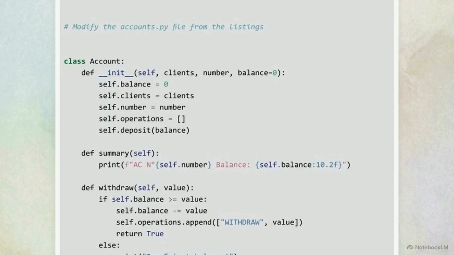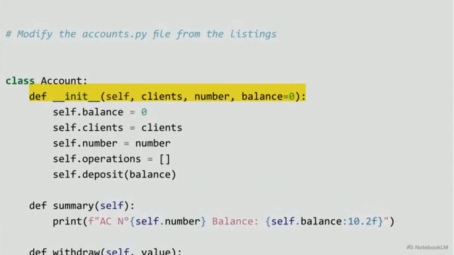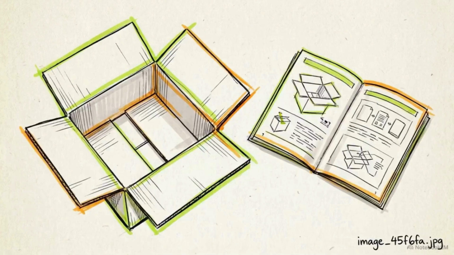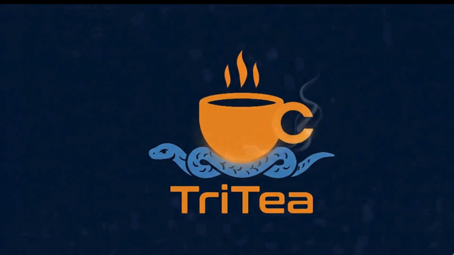Python takes an active approach. Looking at the class account definition, the __init__ method acts as the constructor, automatically assigning our required values the moment the account is instantiated. C treats data as a passive container waiting for external instructions. Python and Java deploy active assembly lines, packaging the data and its behavior tightly together. Now let's see how the code looks in C.